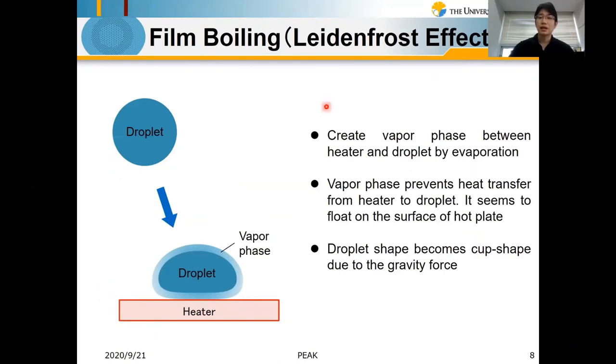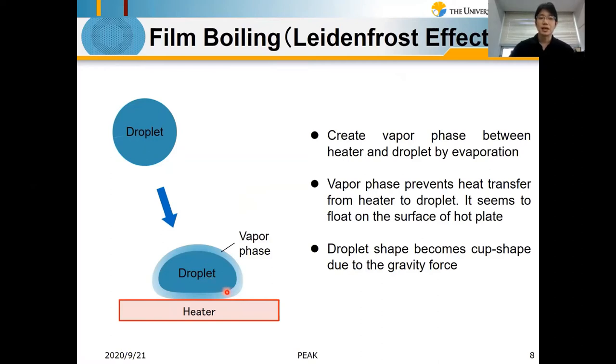It is called the Leidenfrost effect. The heated surface is too hot. Before the water droplet touches the heated surface, some water from the droplet evaporates. The vapor phase perfectly covers the water droplet and it looks like it is floating.